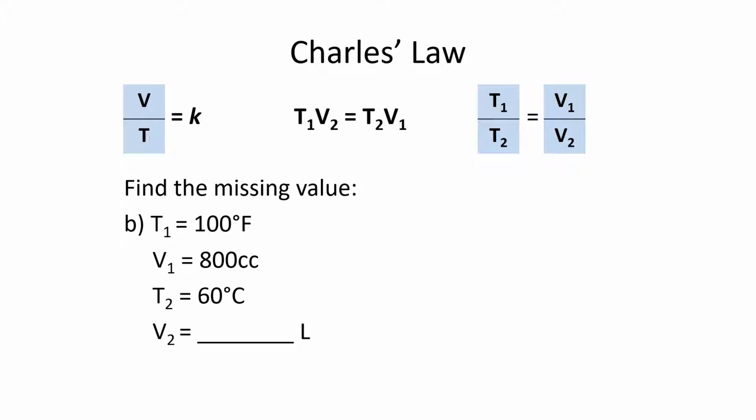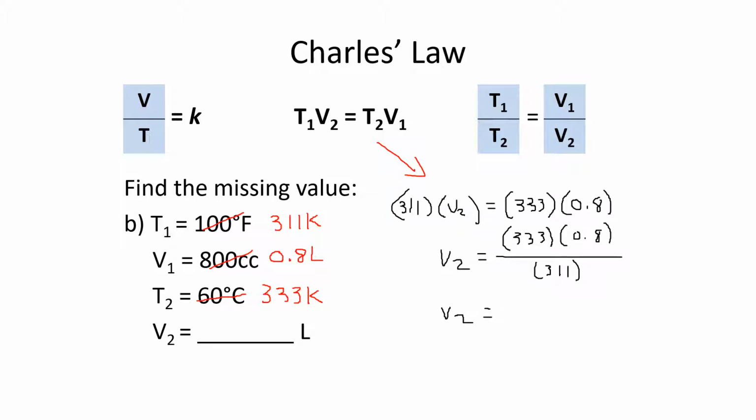One more for Charles' law. Let's change our temperatures: 311 Kelvin and 333 Kelvin, respectively, for T1 and T2. And our cc's, which is the same as mL's, 0.8 liters. Using the same equation, plug and chug, and we'll solve for V2. So the temperature went up. We should expect the volume to also go up, and it did. It went from 0.8 to 0.86 liters. So the hotter it is, the faster they're moving, the more space the gases will occupy.